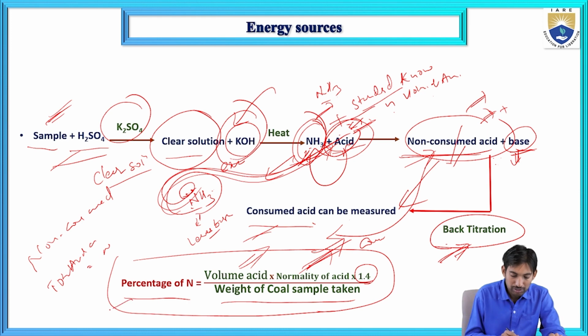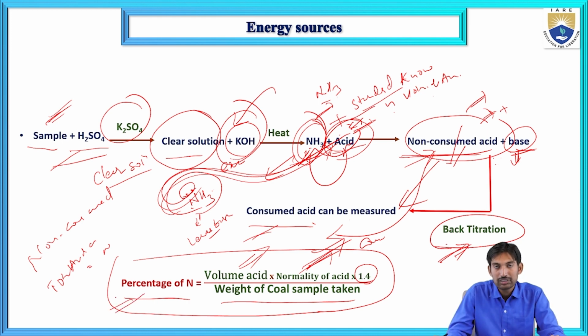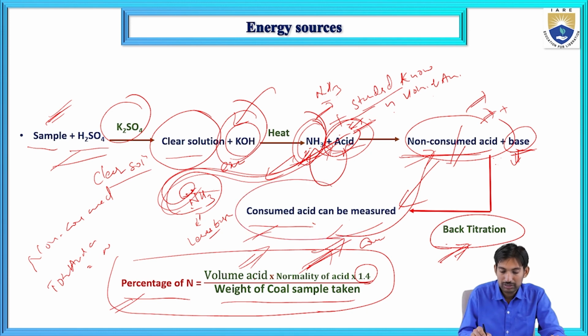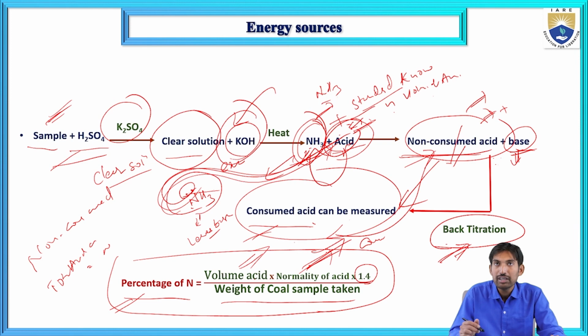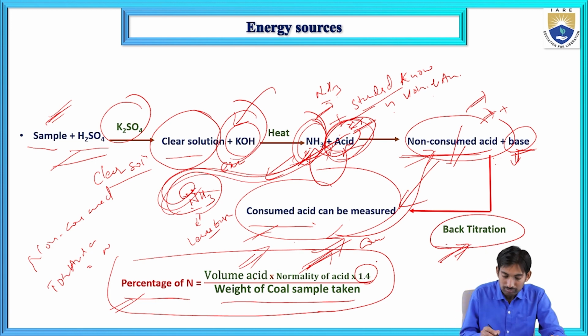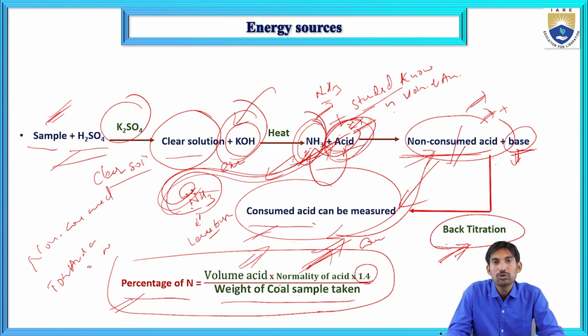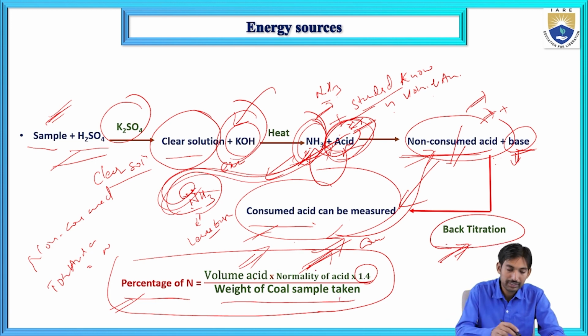This is the formula for the percentage of nitrogen. From the volume of acid, how much volume is consumed, we can know by this back titration method, into the normality of the acid, how much normality you have taken initially, that you have to mention here, into 1.4, divided by the weight of the coal sample taken. How much sample you have taken initially, you have to mention here. By that, we can calculate the percentage of nitrogen.